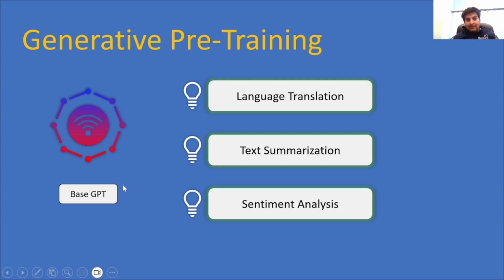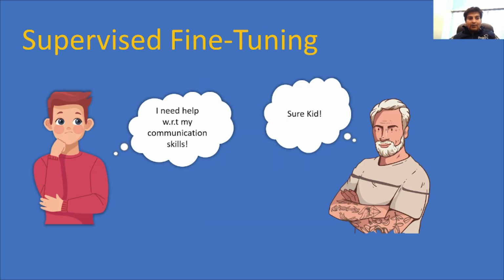So the base GPT that we have developed through the training, it can do language translation, text summarization, sentiment analysis, a whole lot of things. But you can't really talk to it in natural language. And this is where the second stage comes in. So in this second stage of training, we have something called supervised fine tuning.